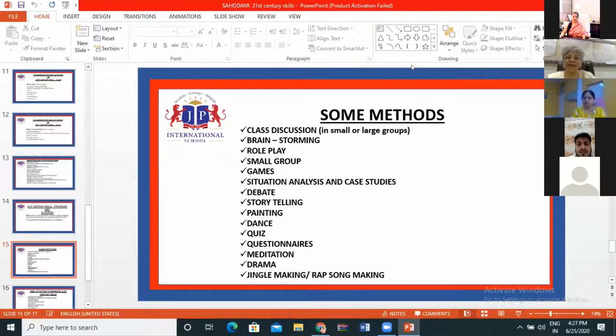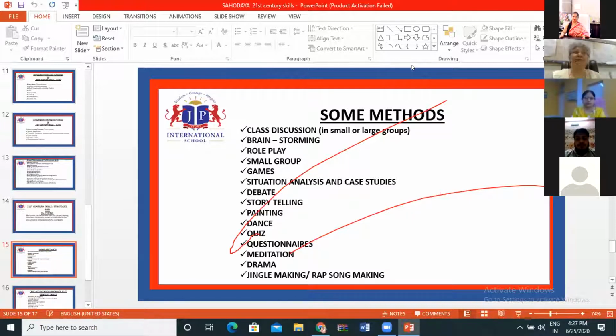We can divide the class into small groups and give some small job covering that whole chapter. We can conduct games that give them the spirit of team, that give them the spirit of judgment. Then you can give them certain situations which they are supposed to analyze. And we can also give them, in their own societies and localities, case studies to work on, then short storytelling, painting, dance, quiz.